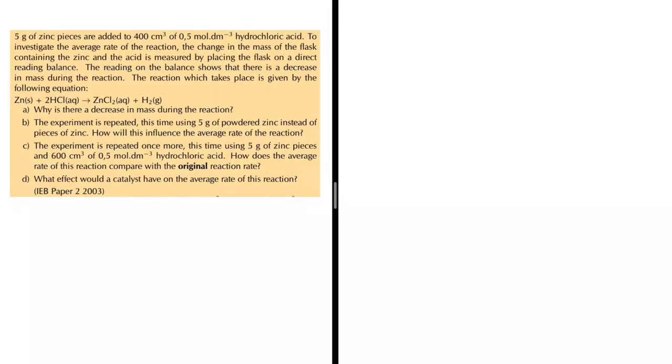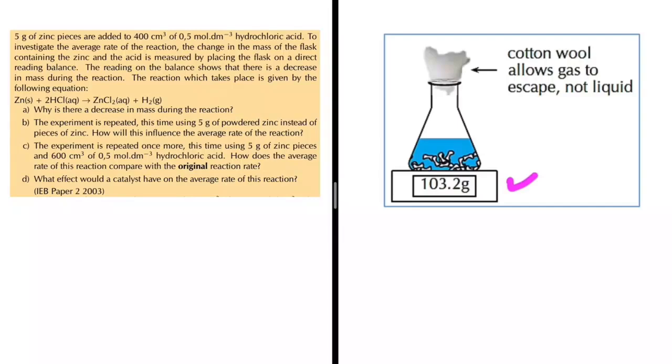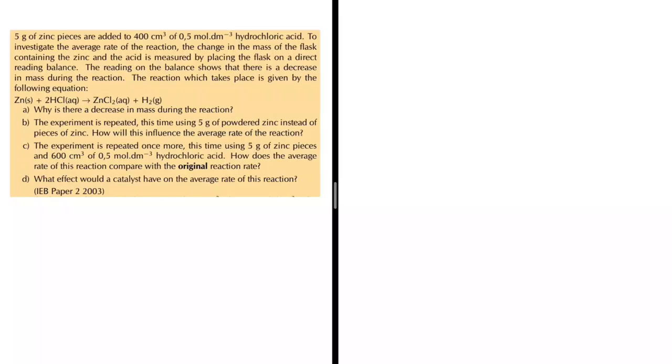So you can see that this setup is one of those situations that we talked about when measuring the rate of a reaction, that you can place your conical flask, or whatever contains the reactants, on top of a scale, and then that decrease in mass can be used to calculate the rate of reaction. But anyway, let's take a look at the first question. A. Why is there a decrease in mass during the reaction?